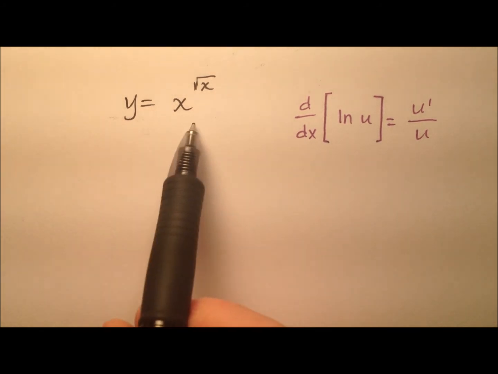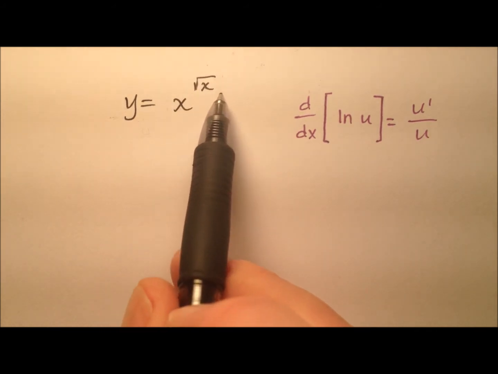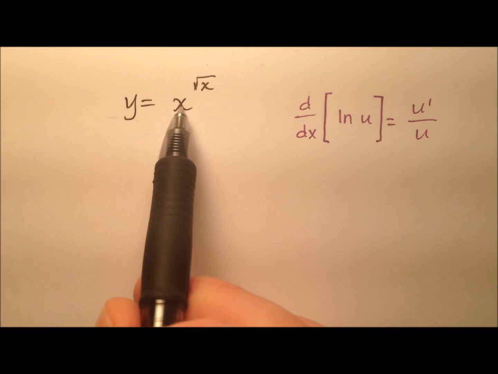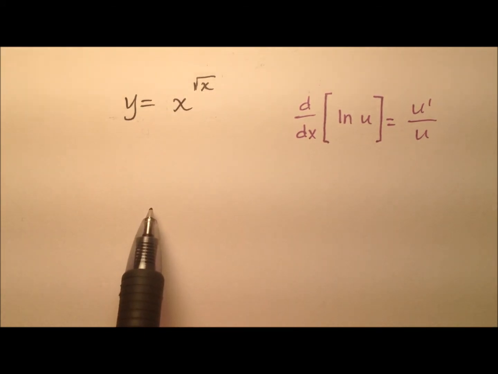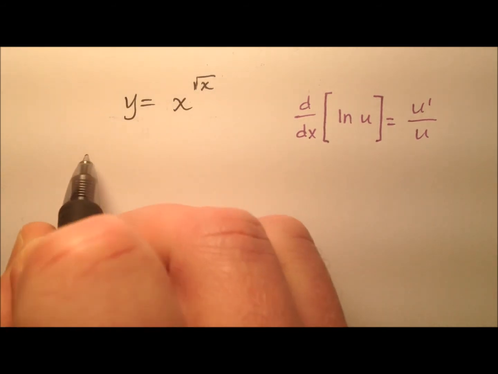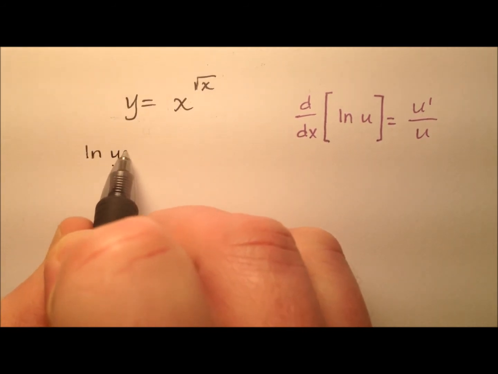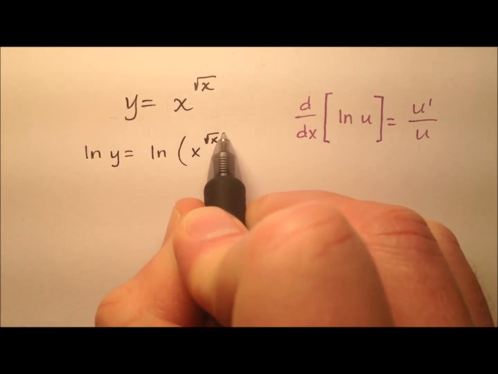Okay, so the beauty of using logarithmic differentiation is that we can take something that appears complicated with x's in the base and the exponent, and we can rewrite this as something not quite as complicated at all. So let's go ahead and start by taking the natural log of both sides of this equation. And so that's what this will look like.